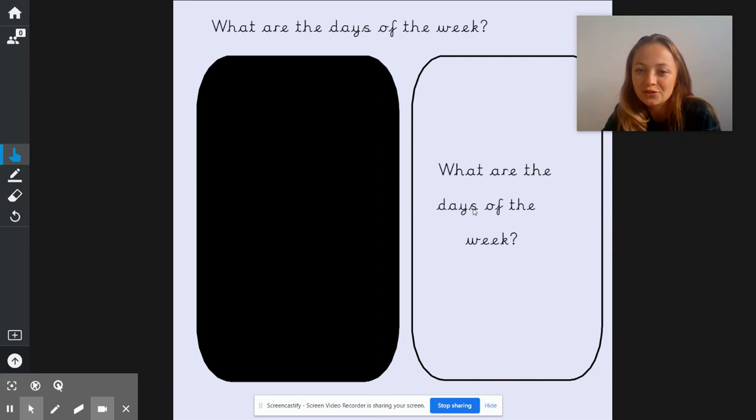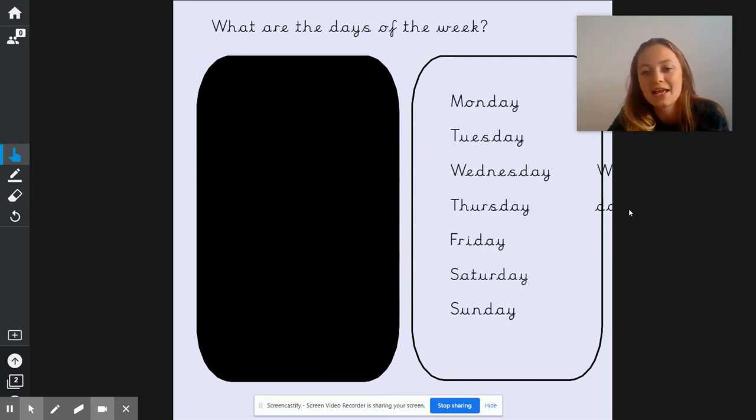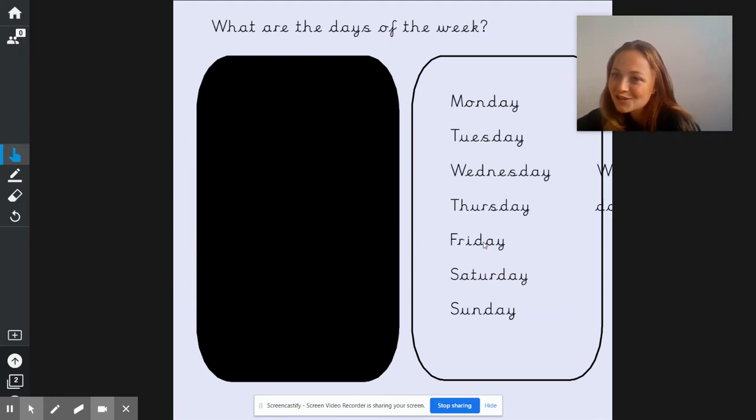Let's have a little look at them. We have got Monday, Tuesday, Wednesday, Thursday, Friday, Saturday, and Sunday. What do you notice about all of the days? Having a look at maybe the last 3 letters in each of those words, what do you notice about all of them? We've got a day. So all of the days of the week end with the word day.